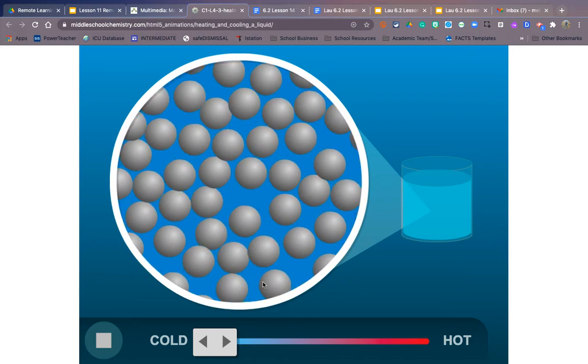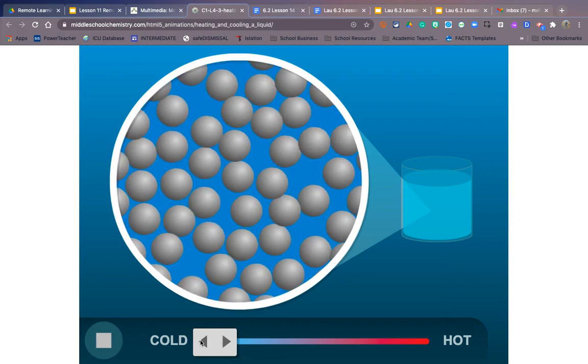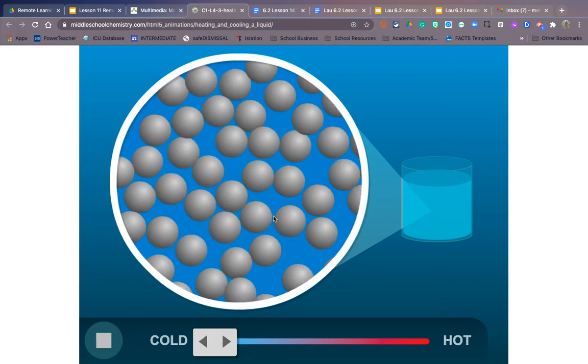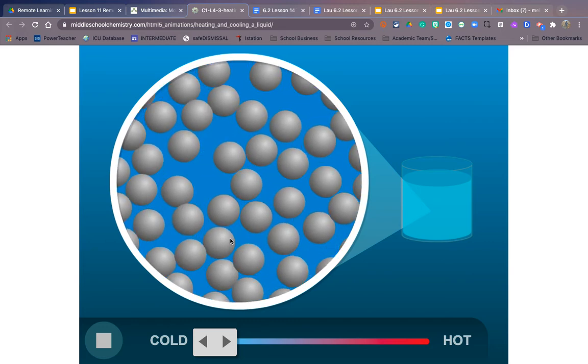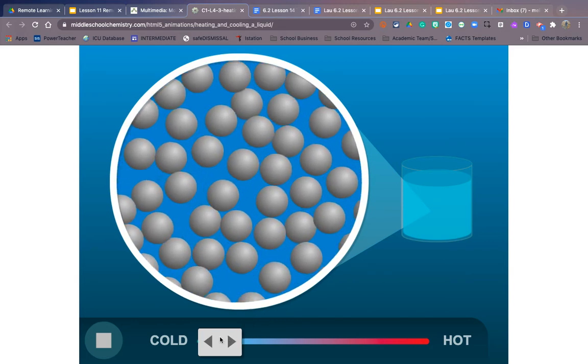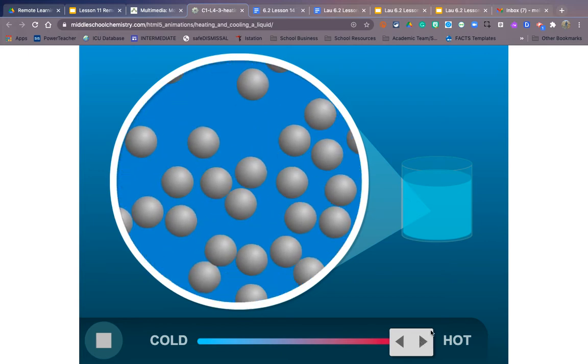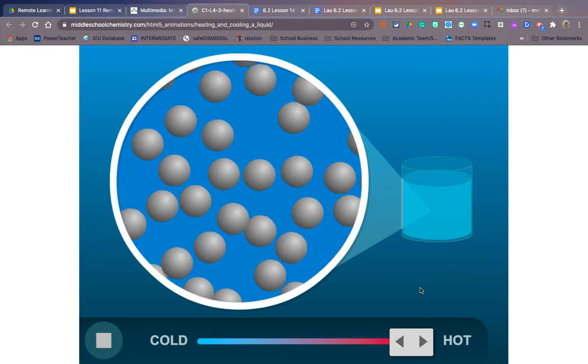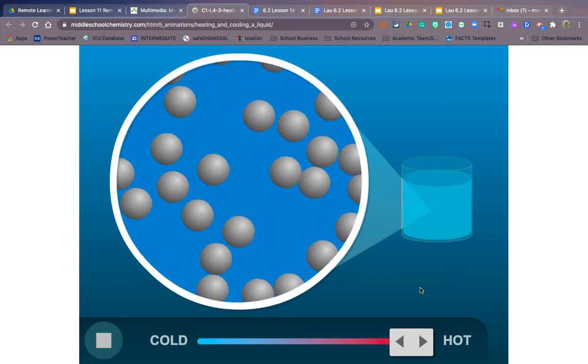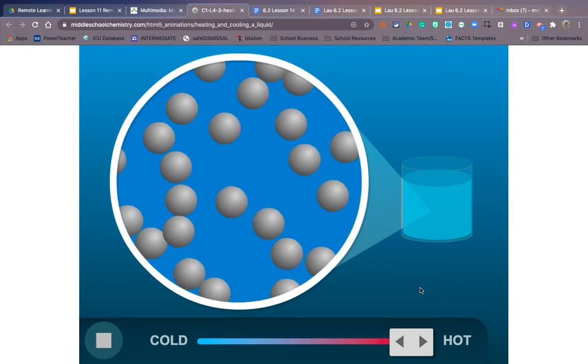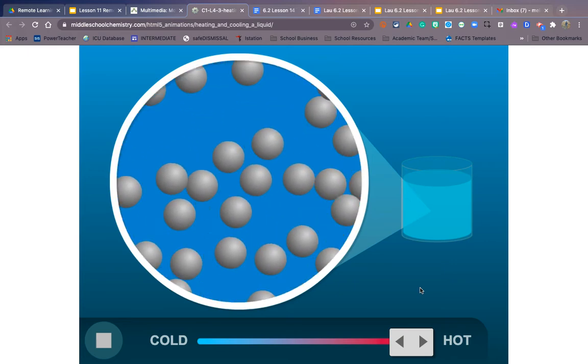Okay, so now I'm going to move the slide bar down here from cold over to hot, and let's observe what happens to the particle motion and the particle arrangement. So those are particles of hot water. What do you notice and what do you wonder?